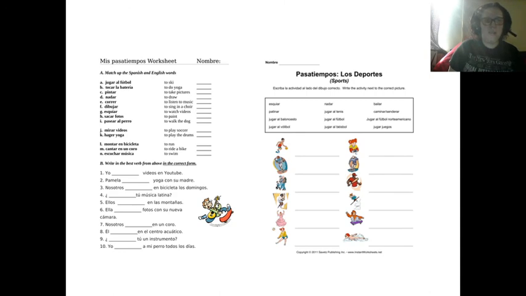Montar en bicicleta. To ride a bike. Cantar en un coro. To sing in a choir. Escuchar música, which is to listen to music. So you've also got some really handy vocabulary there, some verbs, because a lot of those are actually verbs that we will come up to later.